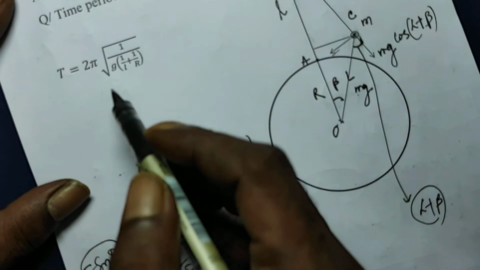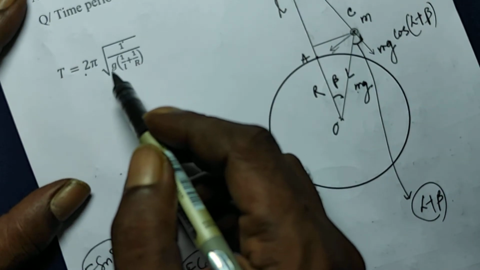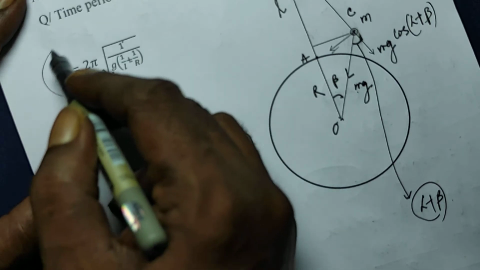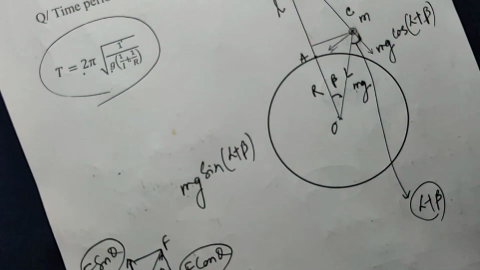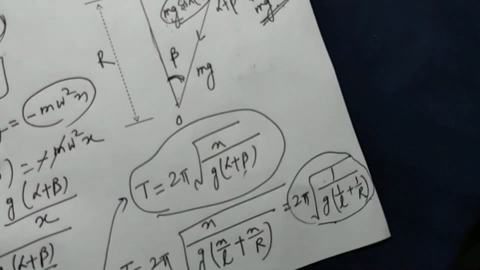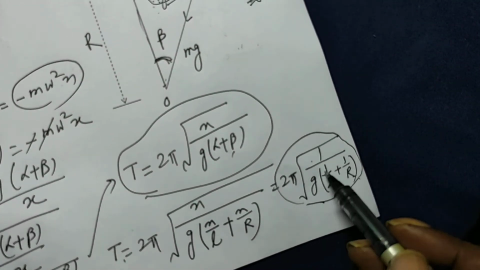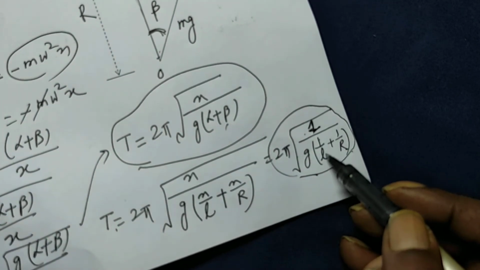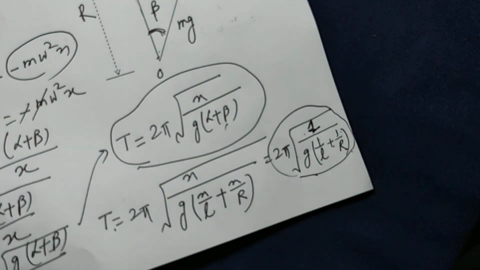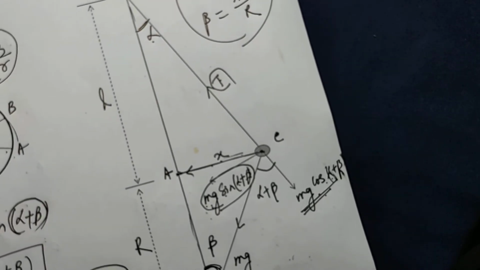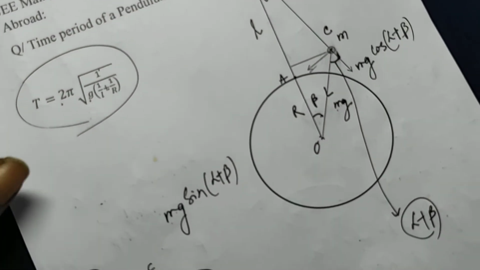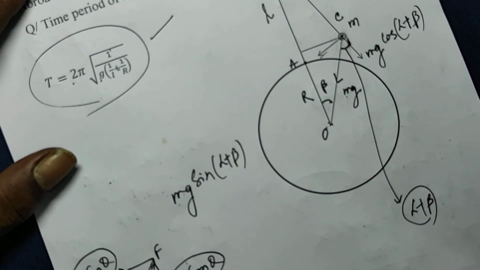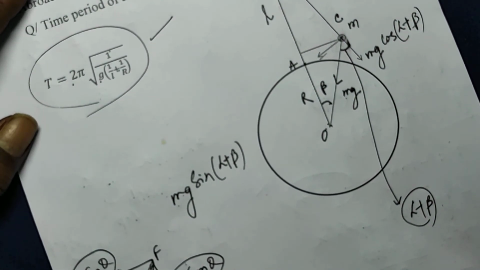So T is equal to 2π times the square root of 1 over g times (1 over L plus 1 over r). So T is equal to 2π times the square root of 1 over g times (1 over L plus 1 over r). Now, how to apply it?